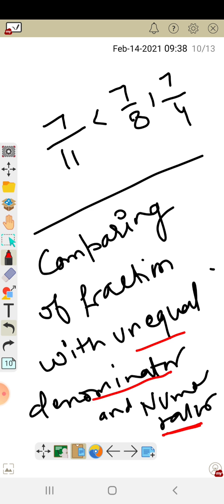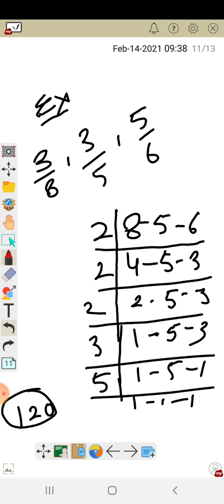Here you can see 7 by 11, where the numerator and denominator are both different. Unlike the previous example, where the numerator 7 was the same. Now, comparing fractions with unequal denominators and numerators. Suppose 3 by 8, 3 by 5, 5 by 6. In all three fractions, the numerator and denominator are different.